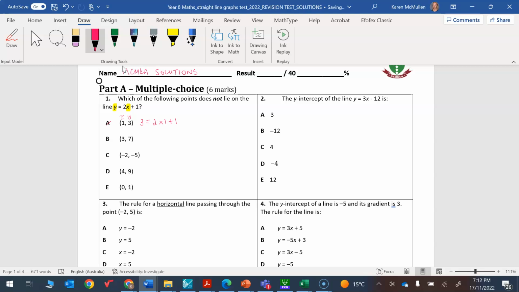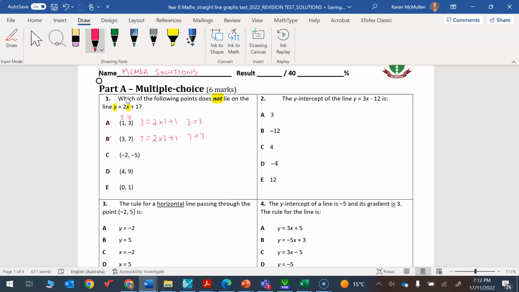So that point does lie on the line. That's not going to be the correct answer, because if you read the question carefully, it says does not lie on the line. All right, let's substitute the next one in. We've got 7 equals 2 times 3 plus 1. That is also on the line because your left-hand side equals your right-hand side. What I mean by that is 3 equals 3, and 7 equals 7.